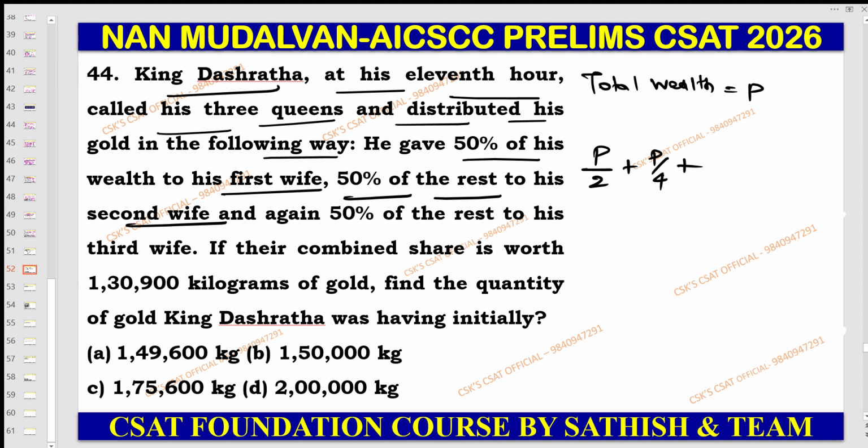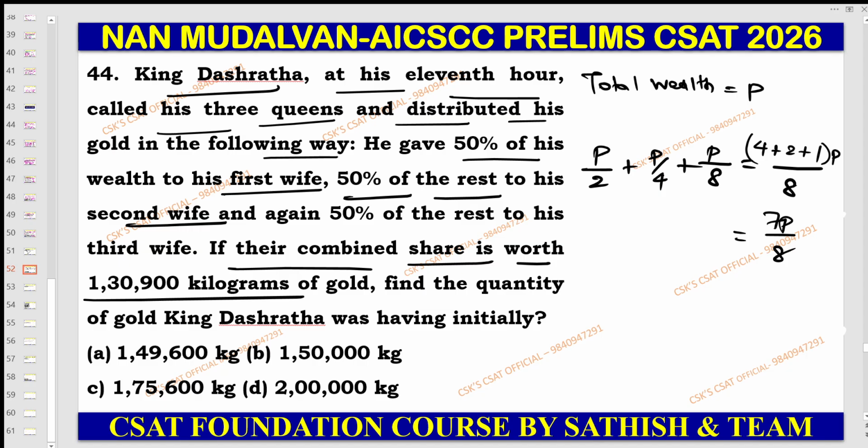Understood, right? So you are giving P by 8. You have to take the LCM here. 8 here, 4 times, 2 times, 1 time into P. This is nothing but 7P by 8. If such a combined share here is nothing but 1309 double 0, then cross multiply: 1309 into 8, which is equal to 7P.